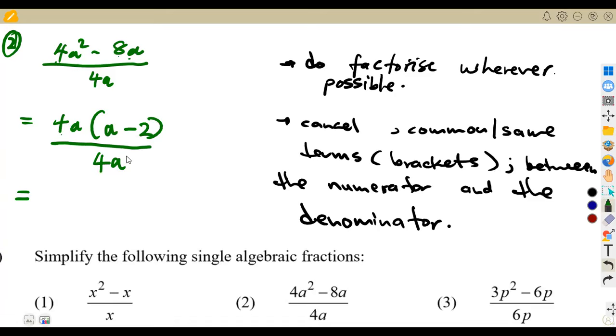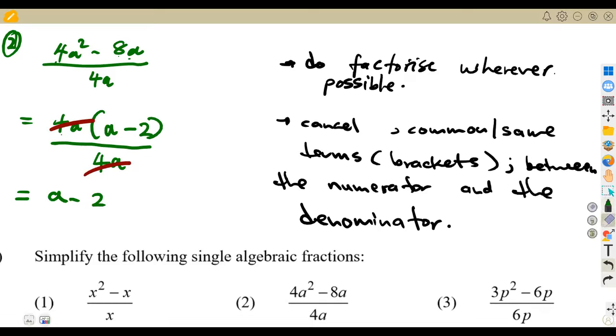There's nothing else that we can do. As you can see, this one and this one are the same, 4a and 4a. So we can cancel the 4a in the numerator and the 4a in the denominator. This gives us a minus 2 over 1, which is the same as a minus 2. You can even open the bracket, it's fine, or you can just leave it like that.